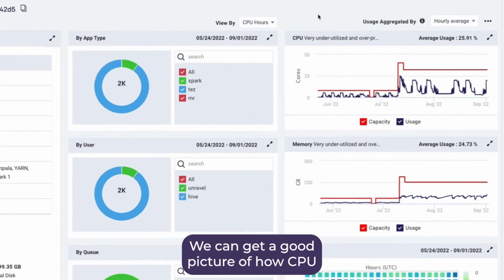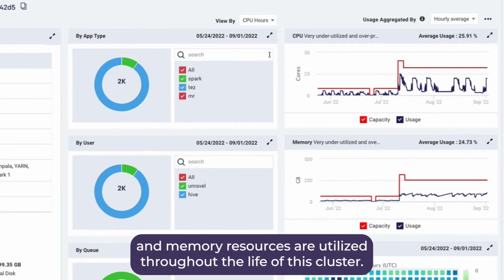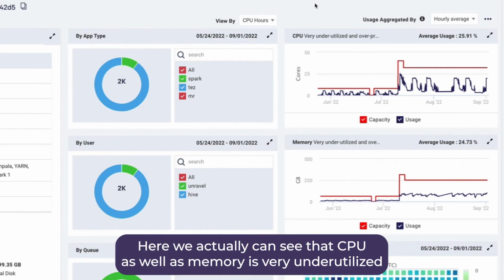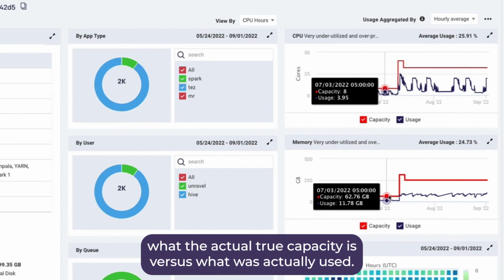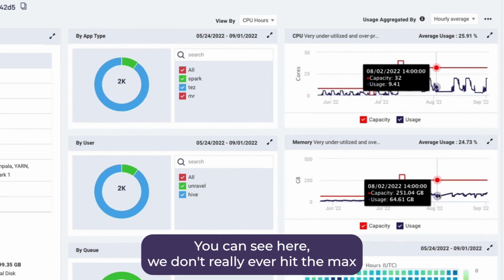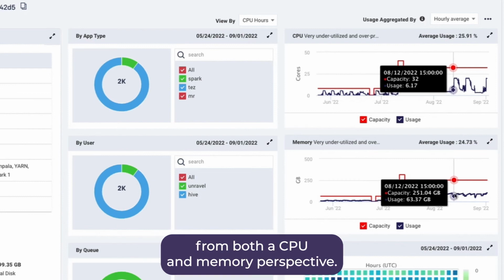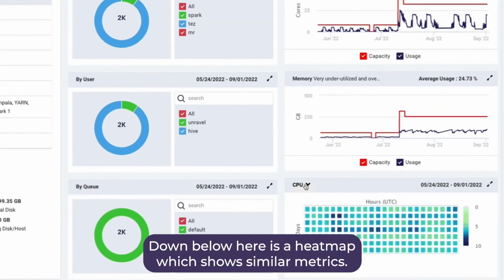We can get a good picture of how CPU and memory resources are utilized throughout the life of this cluster. Here we can see that CPU as well as memory is very underutilized and over-provisioned. And we can see that by this red line, which shows me what the actual true capacity is versus what was actually used. You can see here, we don't really ever hit the max from both a CPU and memory perspective. Down below here is a heat map, which shows similar metrics.